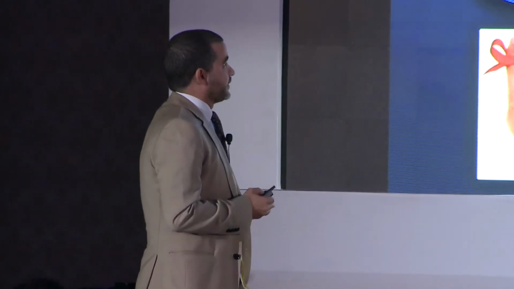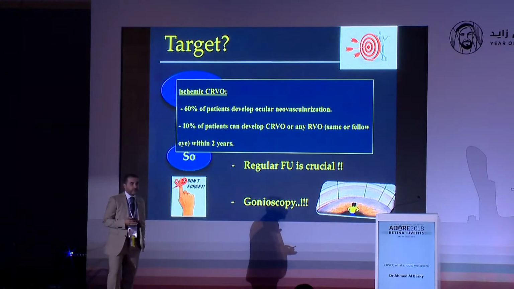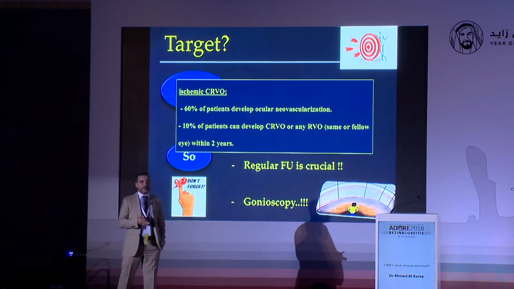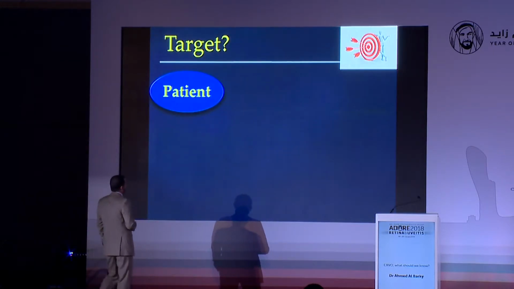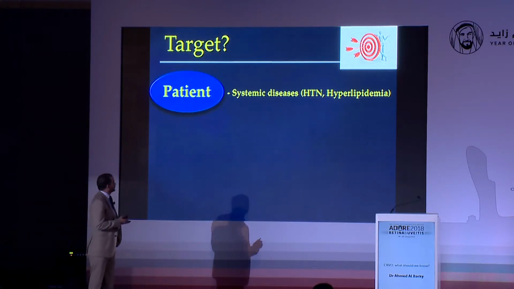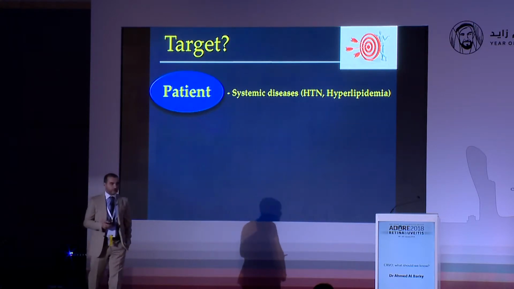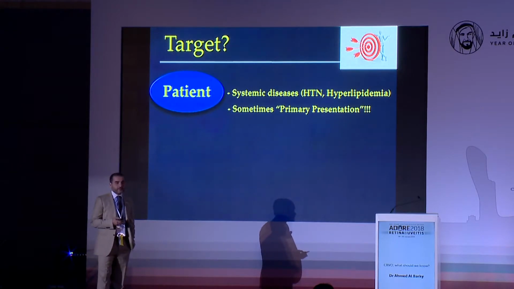As I told you, in ischemic CRVO, 6%, which is a big percentage, develop ocular neovascularization, and 10% of patients can develop any type of RVO, either in the same eye or in the fellow eye. What about the patient? Definitely, the patient should be our target also, because this patient has systemic disease like hypertension, most commonly hyperlipidemia, and sometimes the RVO may be the presenting sign for this patient.